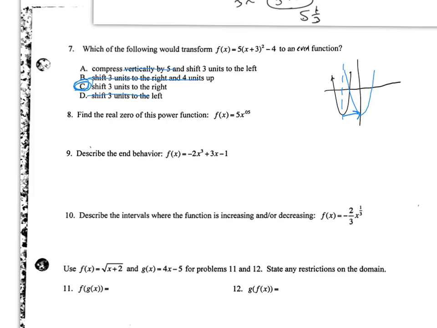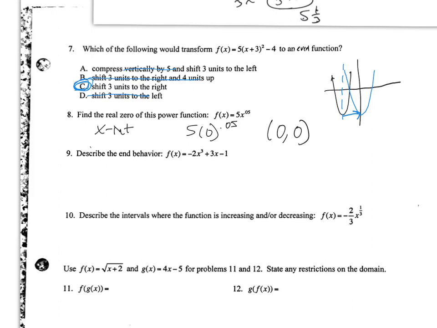Find the real zero. The real zero is the x-intercept. Real means you have to be able to see it on the graph. No imaginaries. You could also do this with some arithmetic and just plug a 0 in there. It's up to you. You can do it in the calculator. 5 times 0 to the 0.05 power. It's intentionally kind of a weird thing. You could draw the graph and take a look at it, but it does go right through the origin.